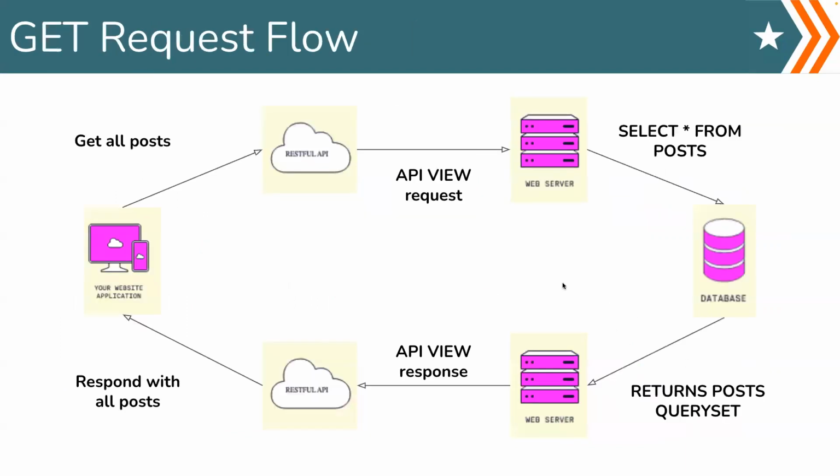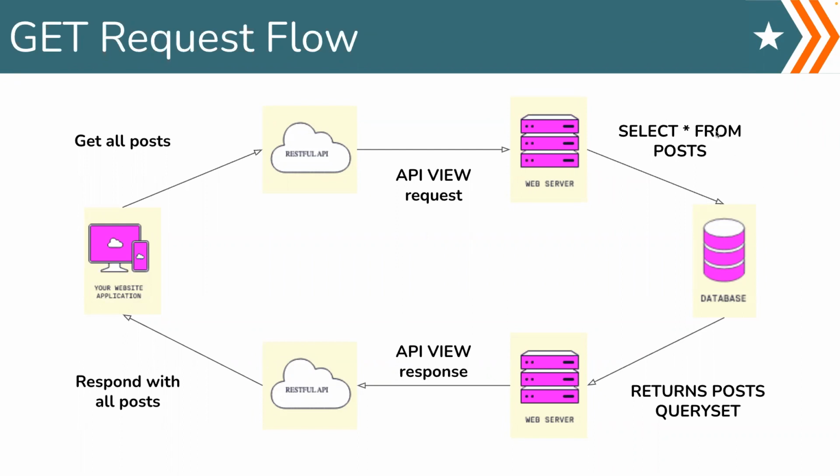Okay. So now here's the flow. It sends a request. It says, I want to get all posts. It sends it to the URL, which is our RESTful API. The URL then sends it to our server, and then our server goes into our view handlers or model view controllers. They're called MVCs. And then it's going to send a query to the database.